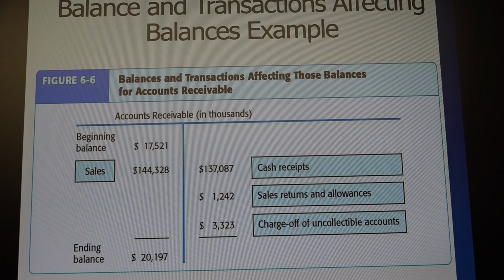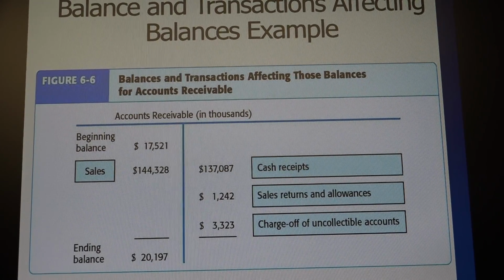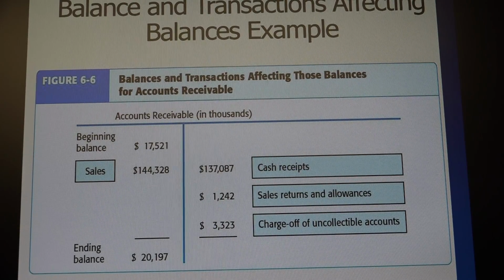What they're talking about here is balance and transactions affecting balances. So here we have an example of a beginning balance of AR. And then if we look at our sales for the year, that adds an additional $144,328. Where would you find that? You would find that in the sales journal, right? And then on top of that, what we have is $137,087 of cash receipts. You would look for that in the cash receipts journal.